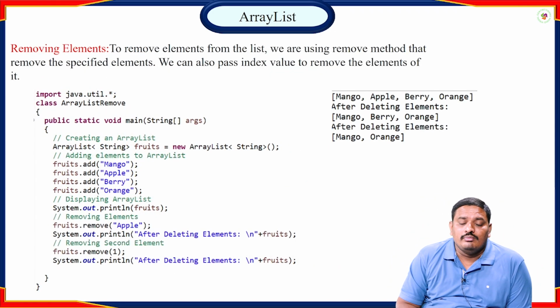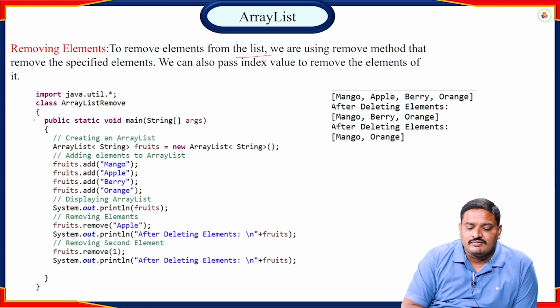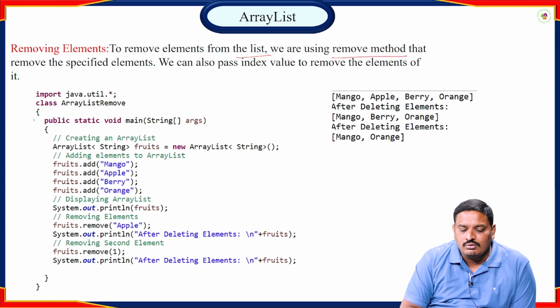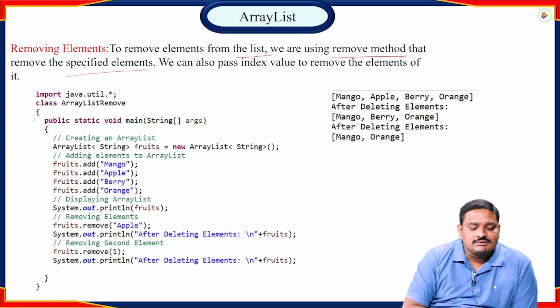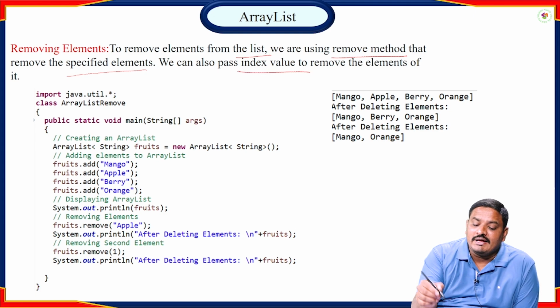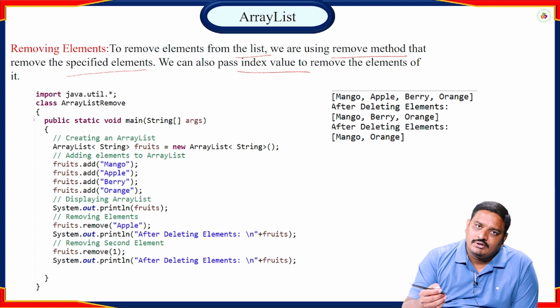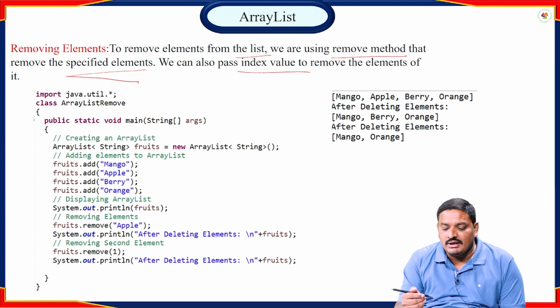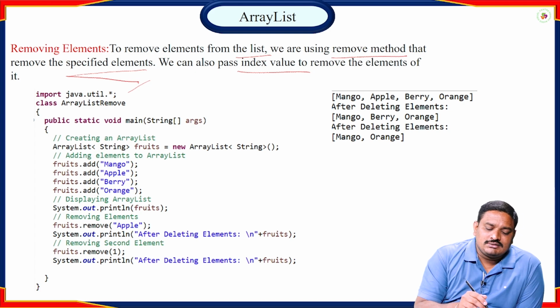Second one is removing the elements. To remove the elements from the list, we are using the remove method. How to use the remove method? By using the specified element, and also we can pass the index value to remove the element from the particular ArrayList. See this example. This is the package. Under this package, the class is there, the main method is there.